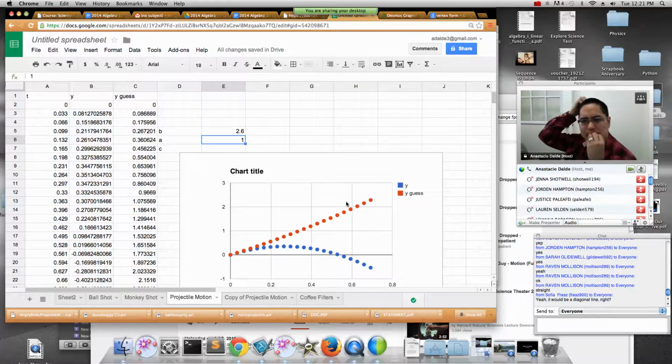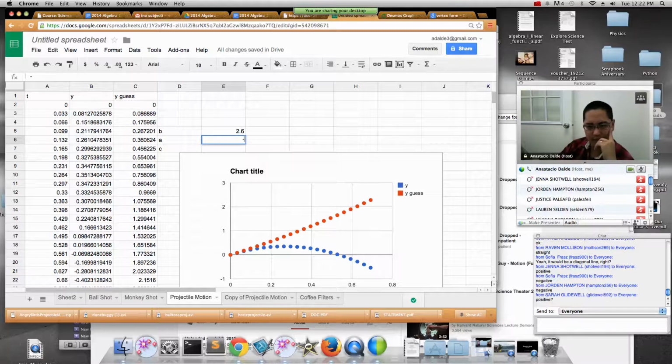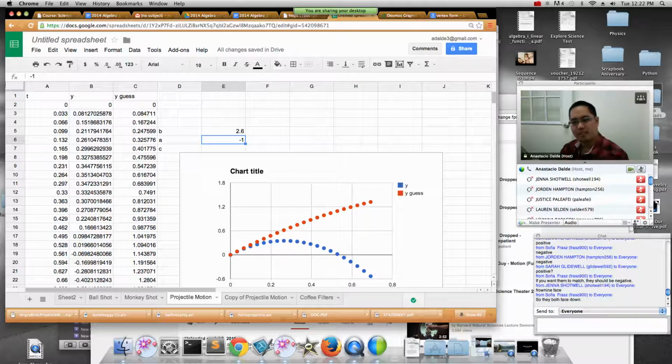Now I have a question for you. Do you think A is going to be a positive or negative number? Is it going to be sloping up like this, or is it going to be sloping down? I want to try to match these two. You think it's going to be a negative number. Why negative? Because they should match, they should be facing the same way. Yes, I agree. Because they both face down.